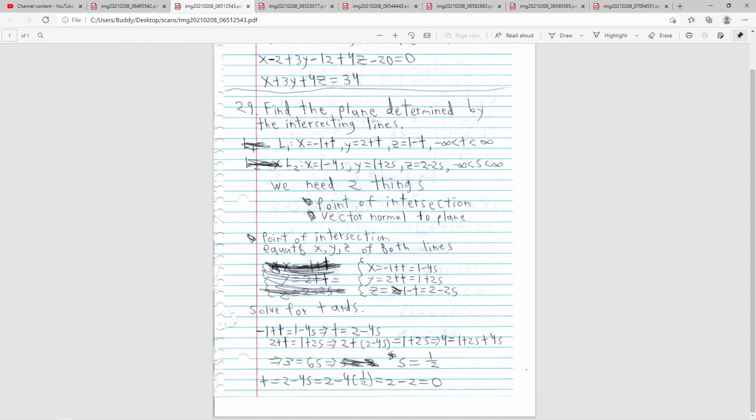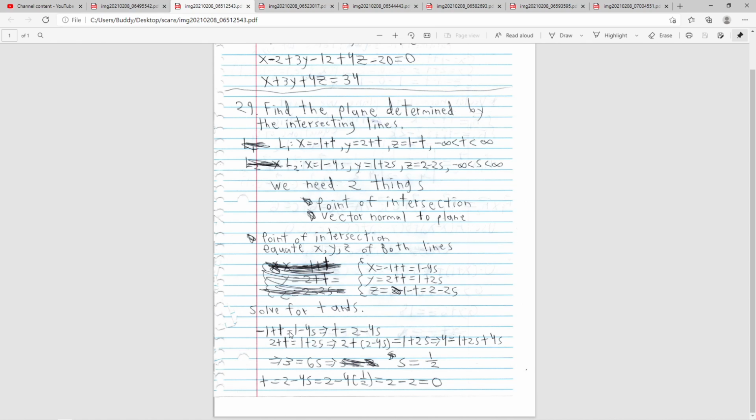The point of intersection is the first thing to find. Once we find these two things, we can write out the equation of a plane using that formula that we've been using for planes. We equate both lines. So x equals negative 1 plus t, which is equal to 1 minus 4s. You equate both x's to each other, and the y's to each other, and the z's to each other, for most things, and solve for t and s.